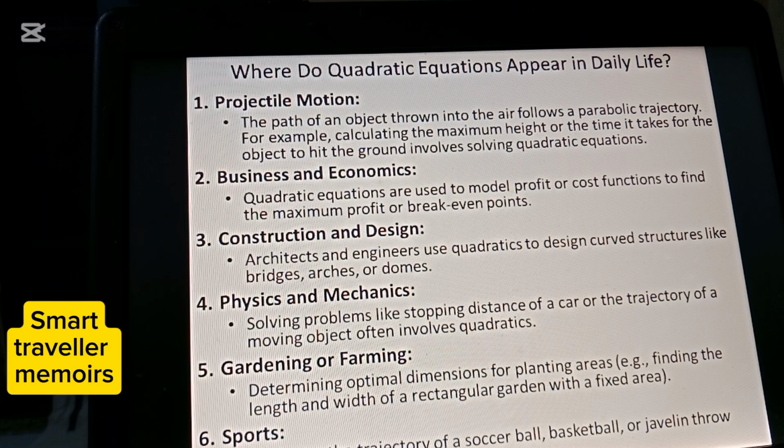Construction and design: architects and engineers use quadratics to design curved structures like bridges, arcs, or domes. Physics and mechanics: solving problems like the stopping distance of a car or the trajectory of a moving object often involves quadratics. Gardening and farming: determining optimal dimensions for planting areas, finding the length and width of a rectangular garden with a fixed area. And finally in sports, analyzing the trajectory of a soccer ball, basketball, or javelin involves quadratic equations.